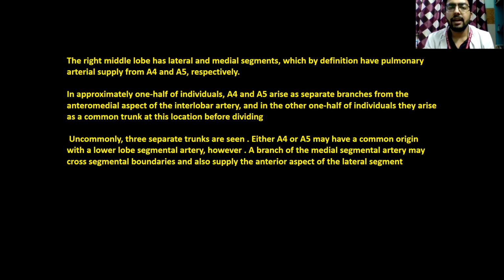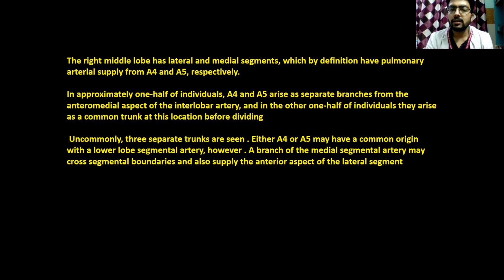The right middle lobe has lateral and medial segments, which by definition have pulmonary arterial supply from A4 and A5 respectively. In approximately one half of individuals, A4 and A5 arise as separate branches from the intermediate aspect of the interlobar artery, and in one half of individuals, they arise as a common trunk at this location before dividing.